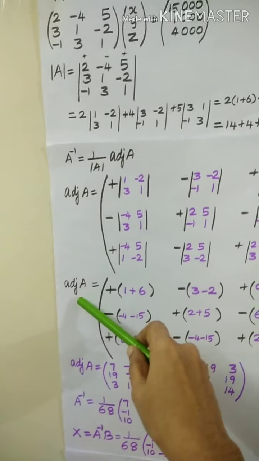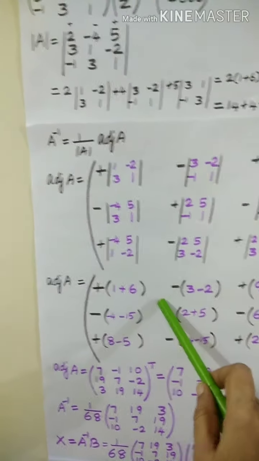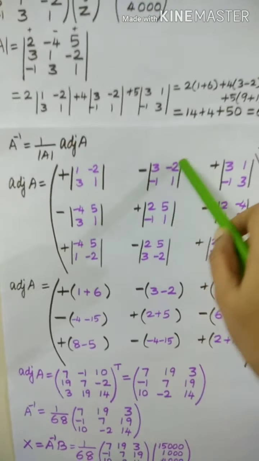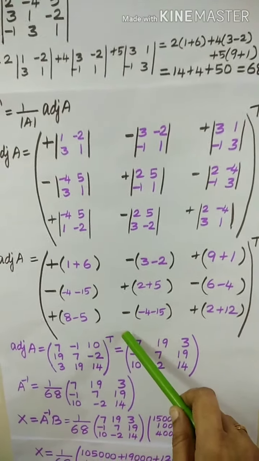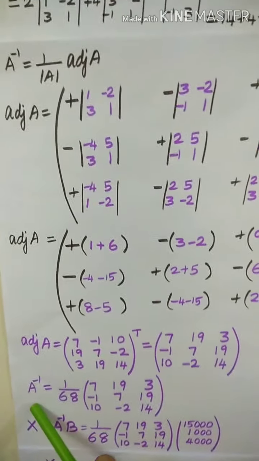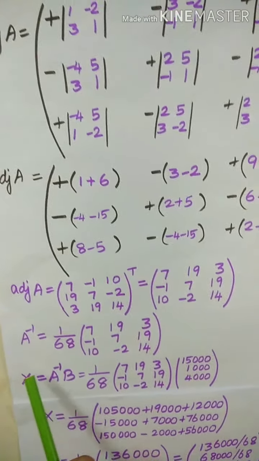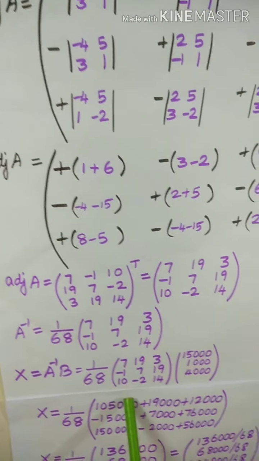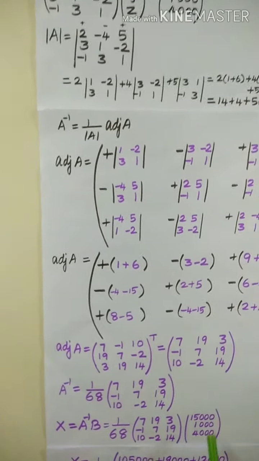Once again, when I simplify, remember to put these symbols properly. Put the brackets. Expand this determinant, 1 plus 6, 3 minus 2, and so I write the remaining terms. As I simplify, I write the transpose. Transpose means interchanging rows and columns, and we get A inverse. Once I arrive at A inverse, I go on to X. X is equal to A inverse B. So A inverse is the answer, and B is the RHS given in the question. So here it is, which we have written.